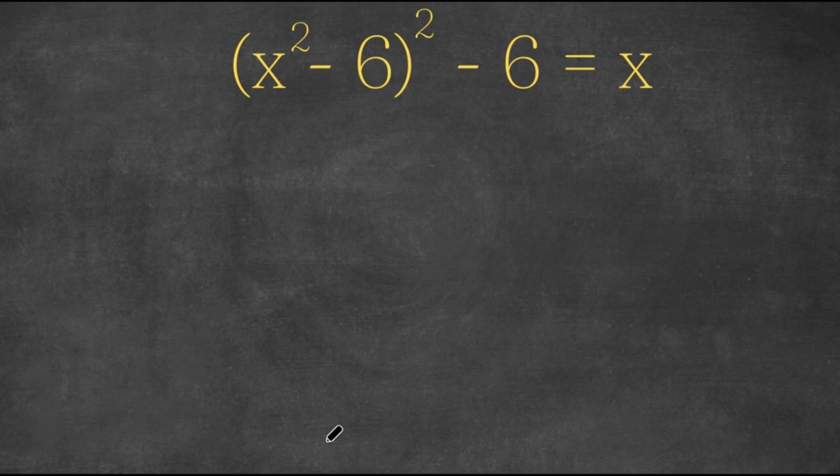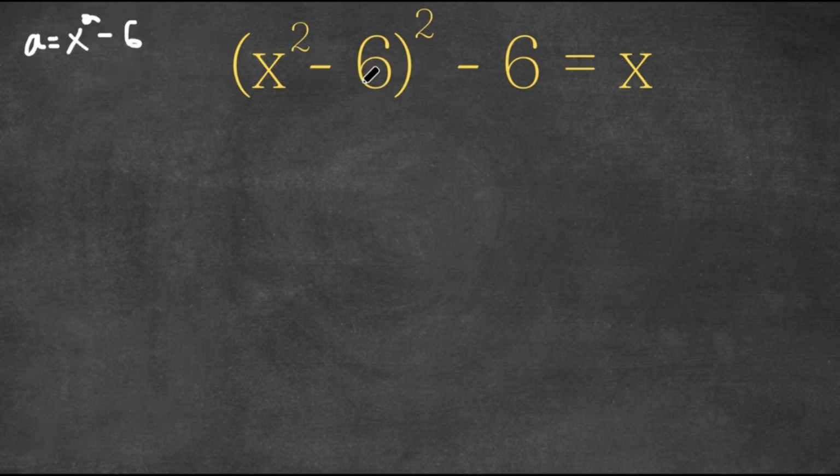In today's video, I'm going to be teaching you guys how to solve this exponential equation. So we have x squared minus 6 squared minus 6 is equal to x. And what I'm first going to do is set a equal to x squared minus 6. So I'm going to set the variable a equal to x squared minus 6.